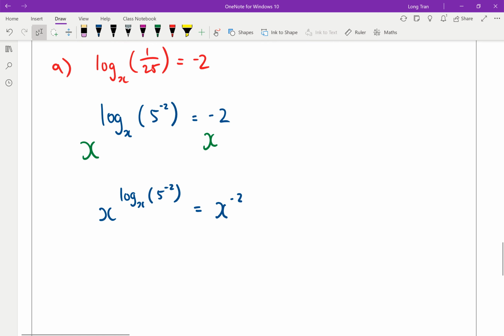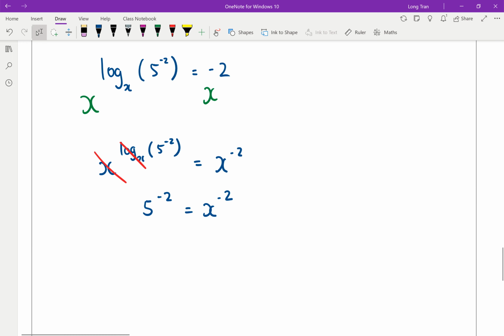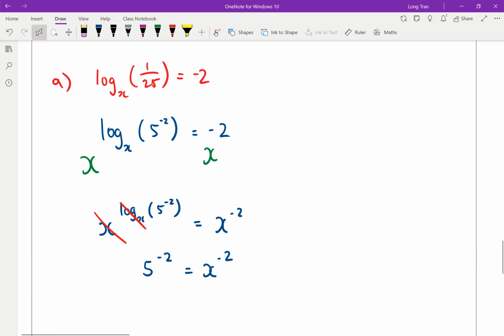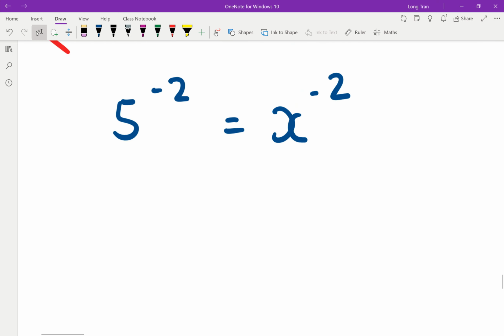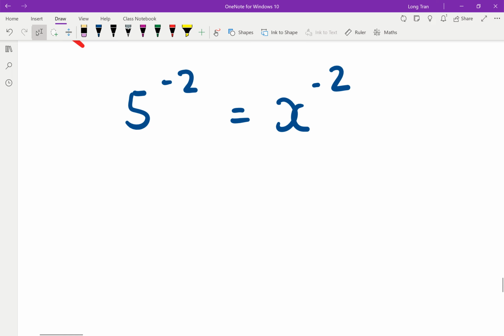By doing that, I know that x to the power of log base x are inverses of one another, so they cancel out. This now becomes 5 to the power of -2 is equal to x to the power of -2. And look at that, what a happy coincidence. I now have a comparison to work with. Since both sides are meant to equal each other, this is a -2, that's a -2, so that means x must equal 5.